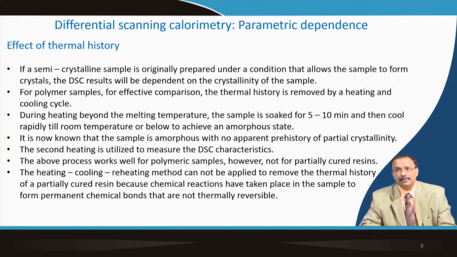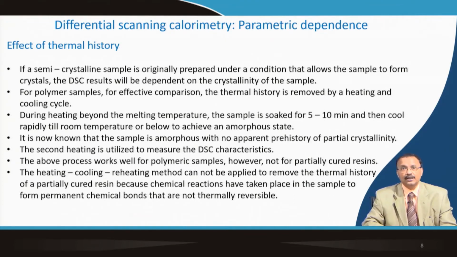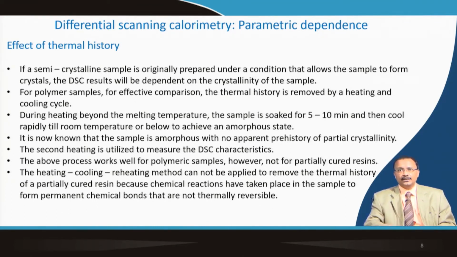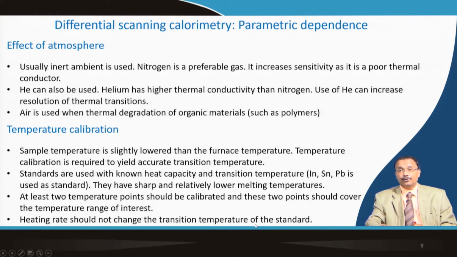So, for polymeric samples it works, but not for all samples will this criterion work. For example, if you take a partially cured resin, the heating, cooling and reheating method cannot be applied here to remove the thermal history, because it is partially cured. A chemical reaction has been taking place in the sample to form a permanent chemical change, and that is not thermally reversible. So, depending on the sample, it is important for you to know the thermal history before performing a DSC measurement.